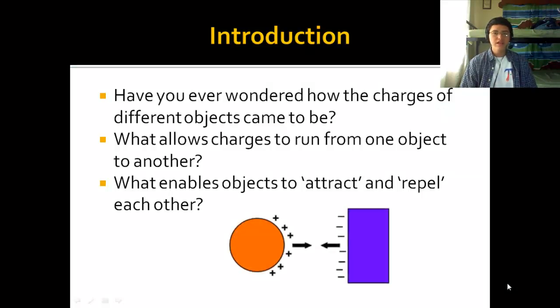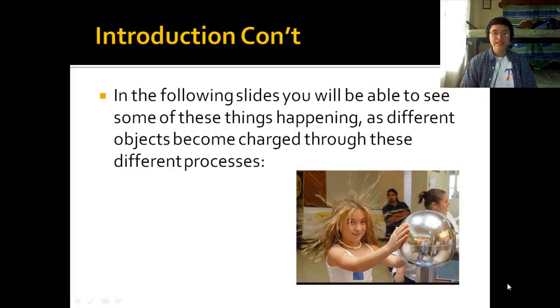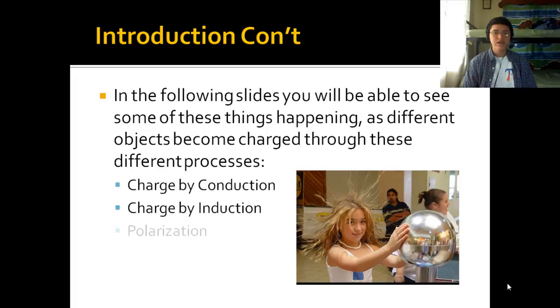Have you ever wondered how the charges of different objects came to be? What allows the charge to run from one object to another? And what enables objects to attract and repel each other? In the following slides, you will be able to see some of these things happening as different objects become charged through these different processes: charge by conduction, charge by induction, and polarization.